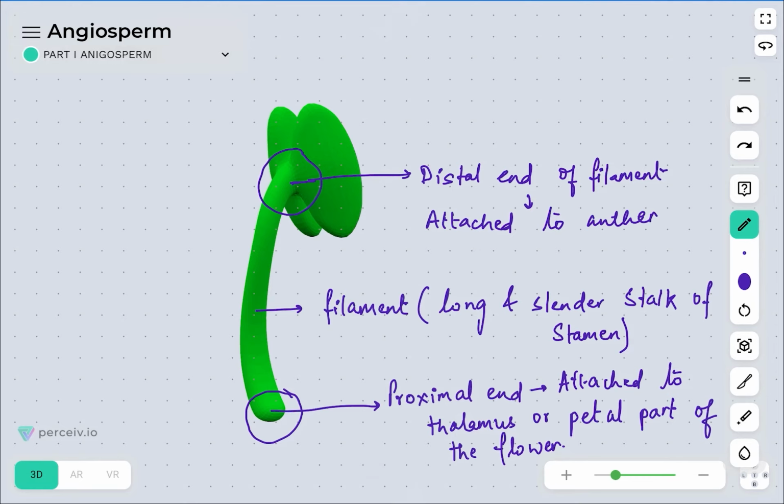So we have seen the entire details of the male reproductive organ of the flower, the stamen, having the anther and the filament part. We have seen a little information about its internal component as well, but the details of the internal structure, which is the microsporangium, we will do in another video.